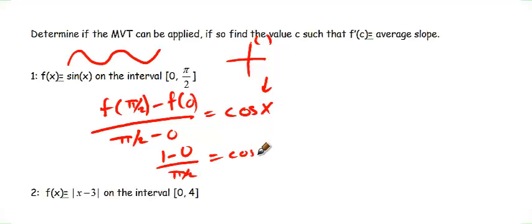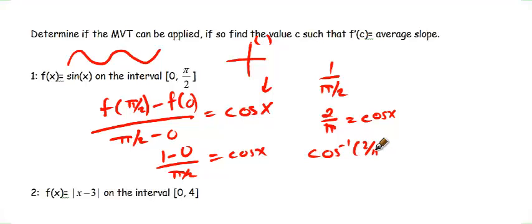equals cosine of x. Now this one's kind of a silly problem because you get 1 over pi over 2, which is really just 2 over pi equals cosine of x. Now, there's not really an easy way of solving this by hand, so you kind of have to go to the calculator, and you're going to just type in cosine inverse of 2 over pi.